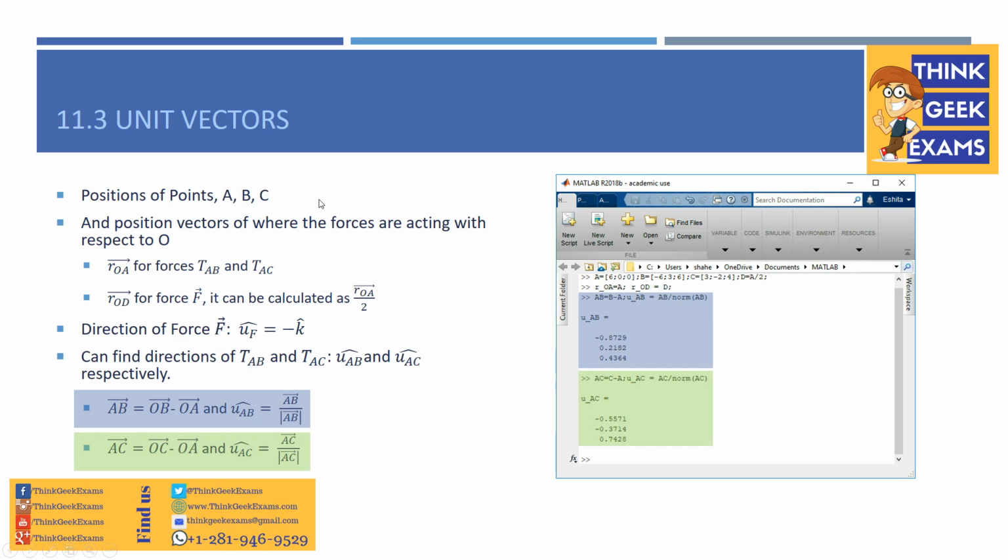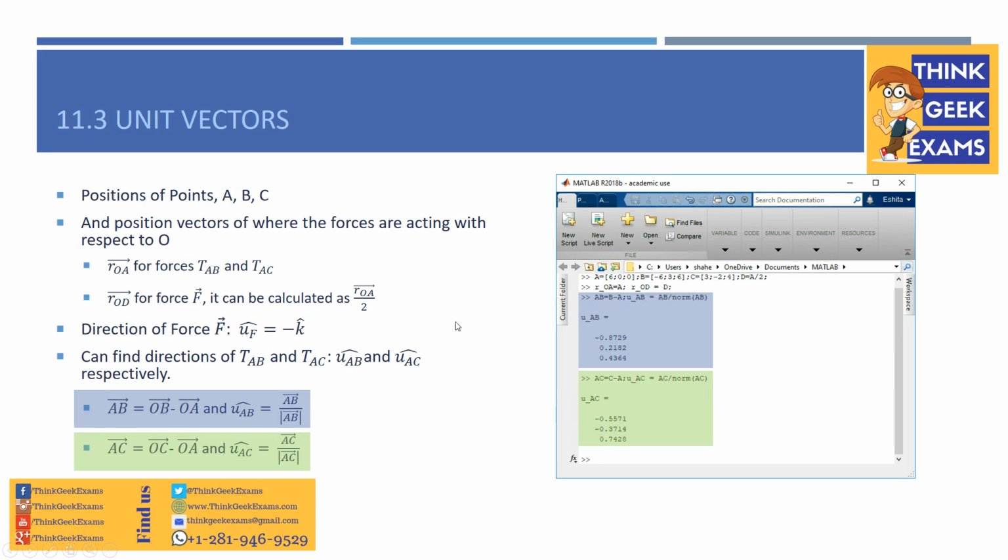So now we go into Matlab, and the first thing we do is we put in the positions of A, B, and C as we saw them in the question. And then D is just A over 2. So basically the position of D is A over 2. It's a midpoint of OA. And then we basically say the ROA vector is just A and the ROD vector is just D. So that's trivial as well.